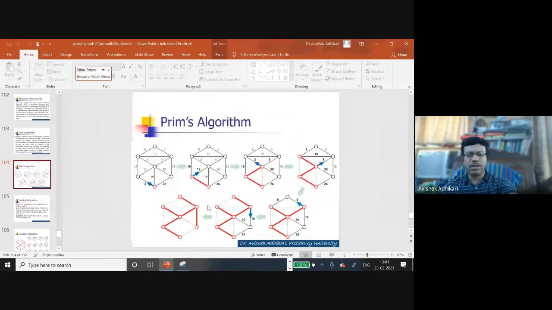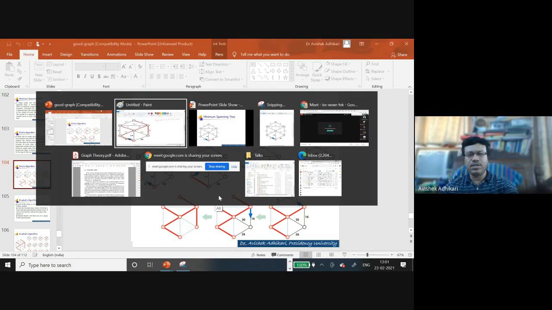So it doesn't matter from where you start. You may not get the same spanning tree, but at the end you will certainly get a spanning tree, but that requires a proof. The proof is not within our syllabus, but if you are interested, you can have a look at this.